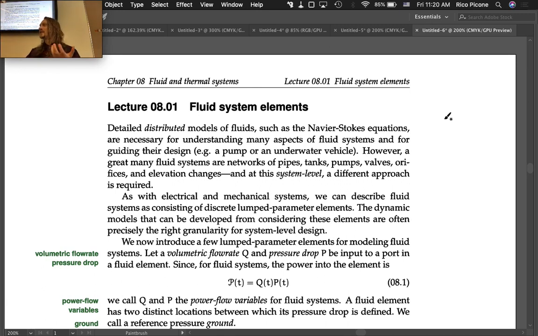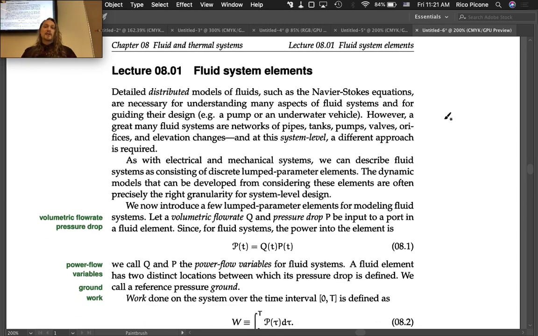It's always a judgment call, when you look at a given problem, which technique would make most sense. You have to answer questions like, what am I trying to understand about the system? What am I trying to gain from doing this analysis? And it might be that you need to go with a distributed model, like the Navier-Stokes equations, or you might be able to get away with a system-level model, which usually is a lot easier to go with.